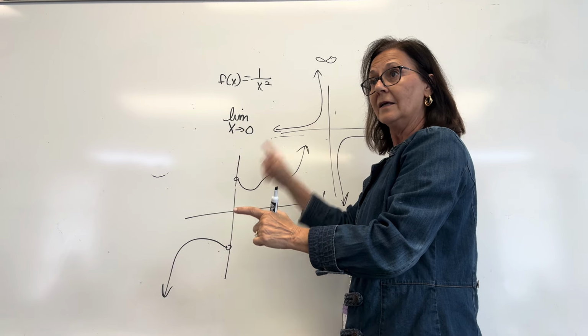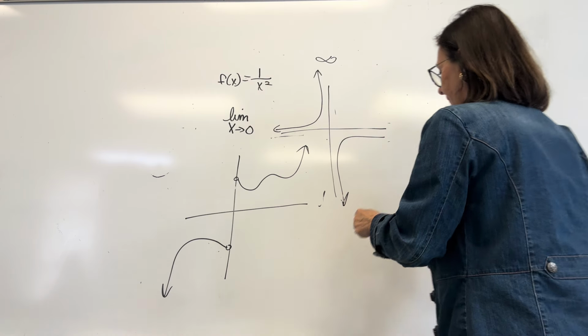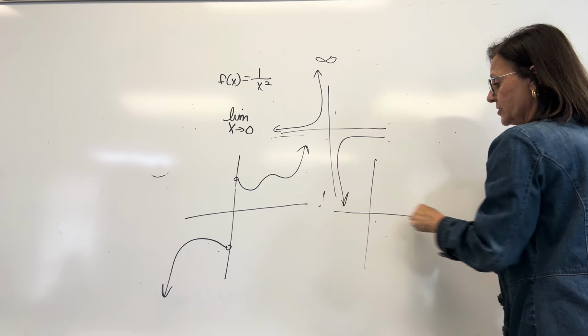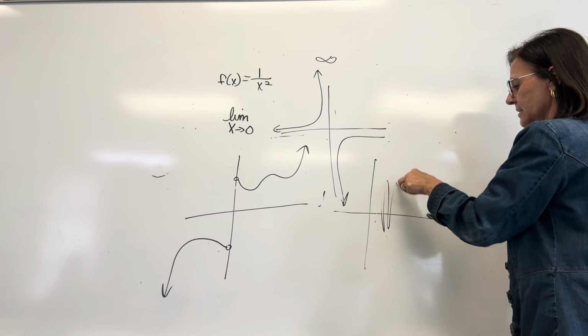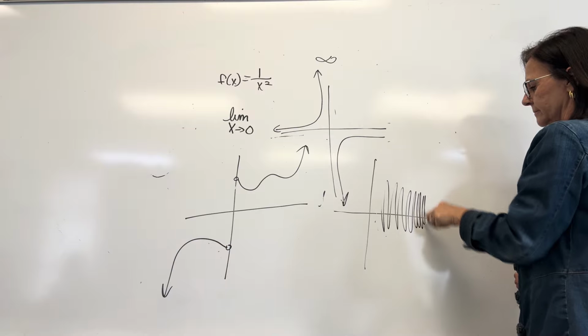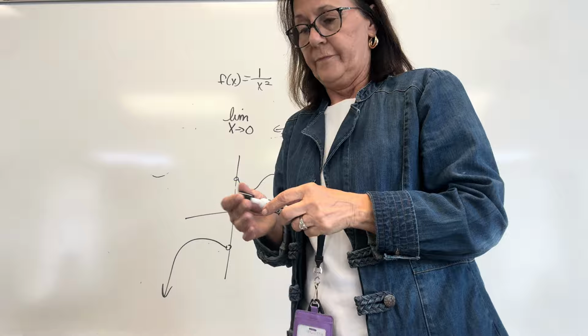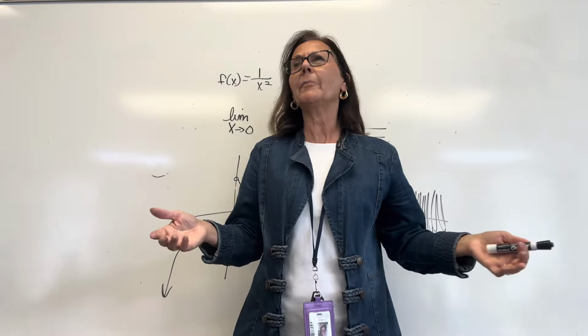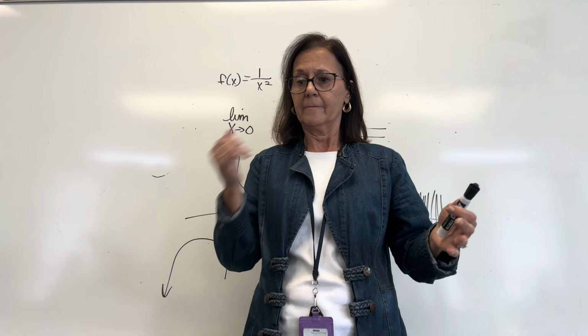The third situation where a limit does not exist is when it oscillates very close. So when the curve oscillates, it's not really approaching a value. It's a wiggle worm. Got it? All right.